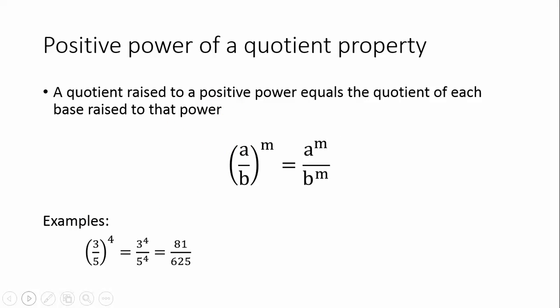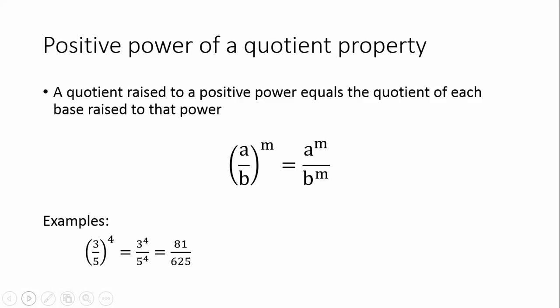The next property is called the positive power of a quotient property. What this says is that if you have a quotient raised to a positive power, it equals the quotient of each base raised to that power. Remember, a quotient is a fraction, or division. So we have a over b, and in parentheses, that entire fraction is being raised to the m power. So what that means is it equals a to the m over b to the m. Essentially, everything inside the parentheses, numerator and denominator, takes that exponent m.